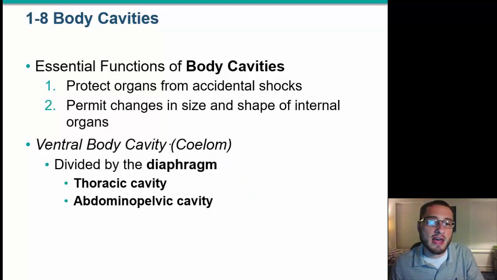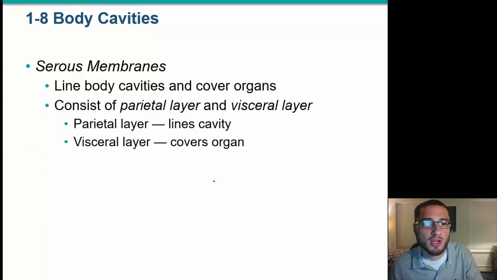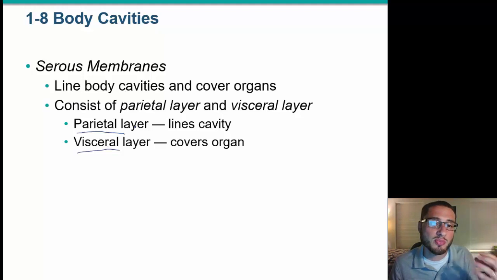There's different body cavities that you want to know about. You have your ventral body cavity that's divided by a diaphragm, and you have the top portion, which is the thoracic cavity, and you have the bottom portion, which is the abdominal pelvic cavity. You have different membranes or coverings within these cavities. You're going to have the parietal layer, which is going to line the entire cavity, and the visceral layer, which lines the specific organs. When you hear visceral, it's more towards the inside. It's closer to the organ, and parietal is going to be towards the outside, lining the entire cavity.